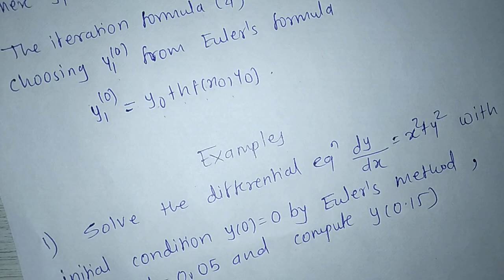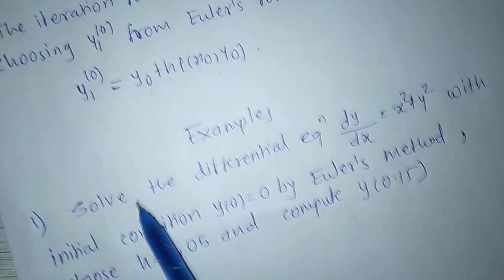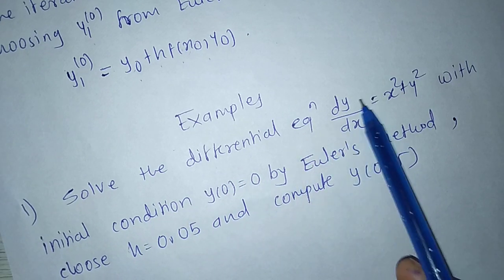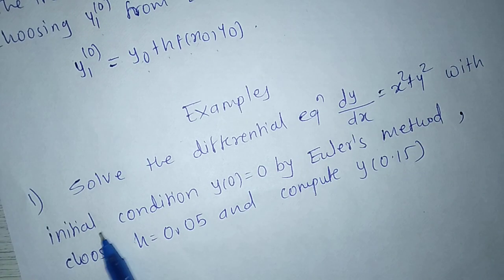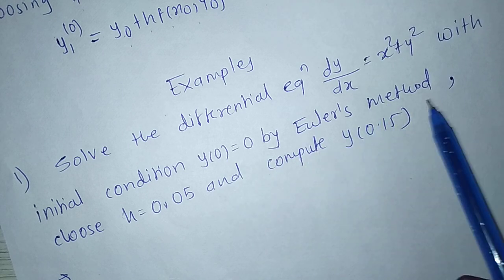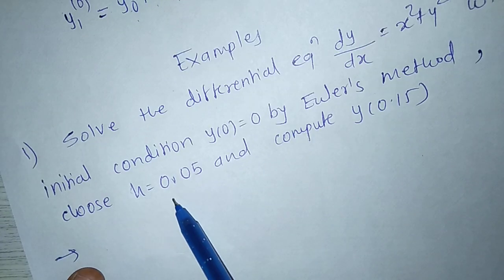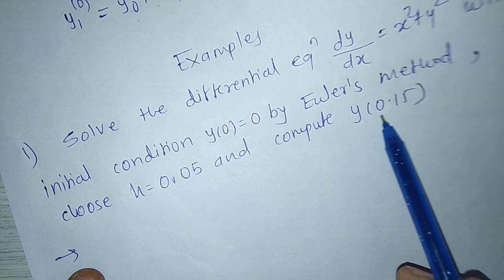Next, examples. Solve the differential equation dy by dx equal to x square plus y square with initial condition y of 0 equal to 0 by Euler's method. Choose h equal to 0.05 and compute y of 0.15.